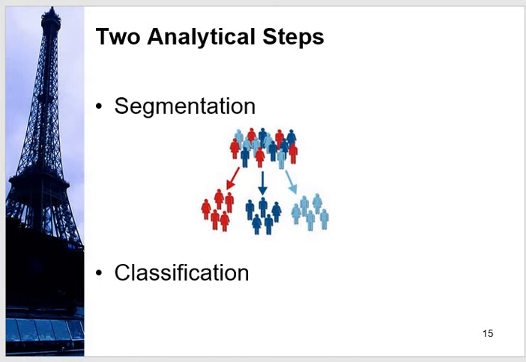There are two analytical steps. One is segmentation and the other is classification. Segment means, look at the picture. There are different types of people. Now they have been divided into segments. Three different segments were created. And classification. Classification is the more advanced form.